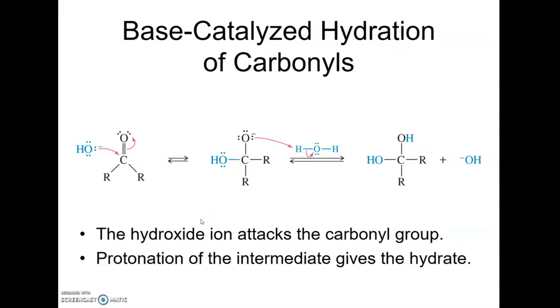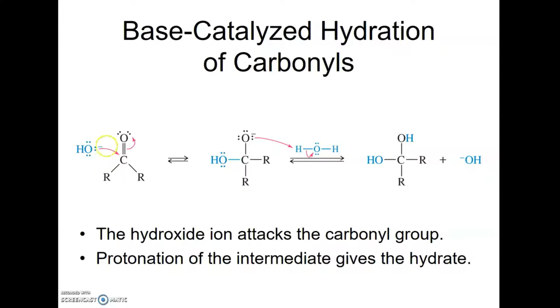This is an example of base catalyzed hydration of aldehydes and ketones. Since in this reaction, water is not used and sodium hydroxide is used as a direct source of hydroxide ion, then hydroxide ion is a strong nucleophile and is a very strong basic species.